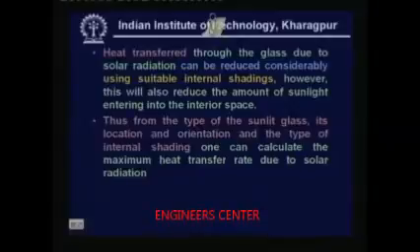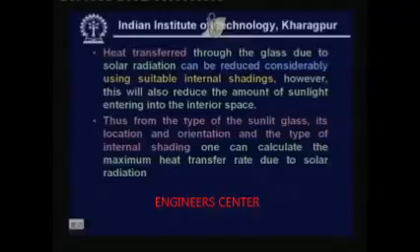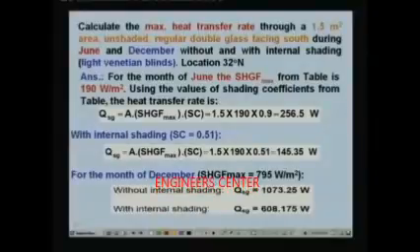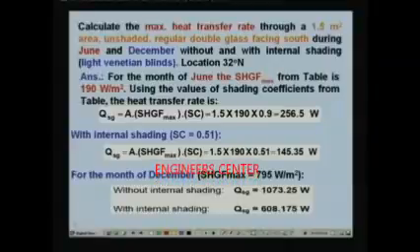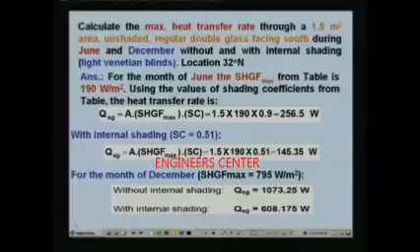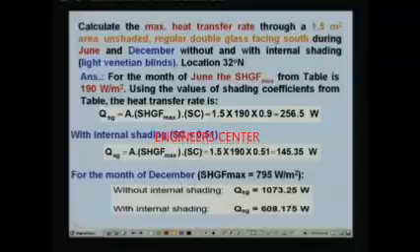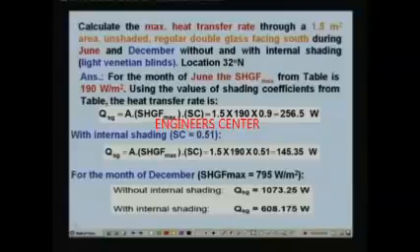And from the type of the sunlit glass, its location and orientation, and the type of internal shading, one can calculate the maximum heat transfer rate due to solar radiation. Let me give a small example. This is a very simple example. We have to calculate the maximum heat transfer rate through a 1.5 meter square area, unshaded, regular double glass facing south during June and December, without and with internal shading. The internal shading is light Venetian blinds and the location is 32 degrees north.